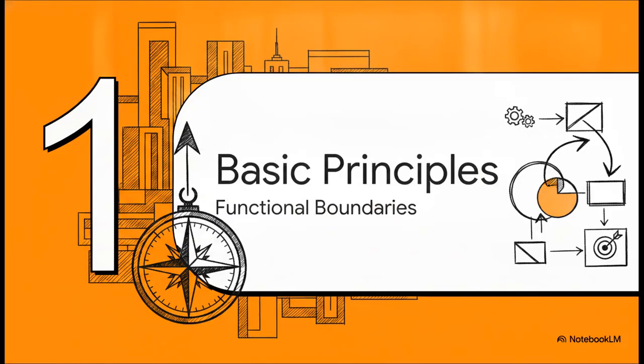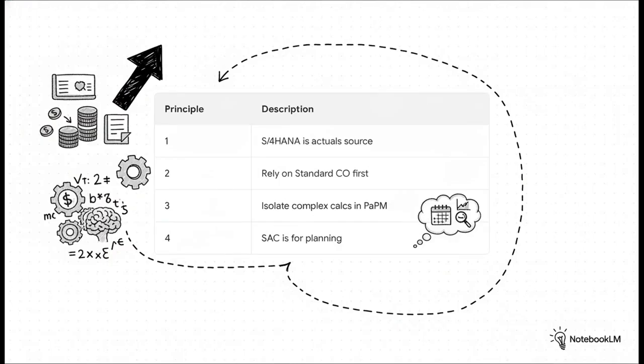Which brings us to our first section, the basic principles of functional boundaries. To successfully navigate this architecture, we have to totally shift our mindset away from a simple feature-based approach and move to a strictly purpose-driven one. You have to decide exactly where our result becomes the official system of record before you write even a single line of logic. So here are the four guiding principles.